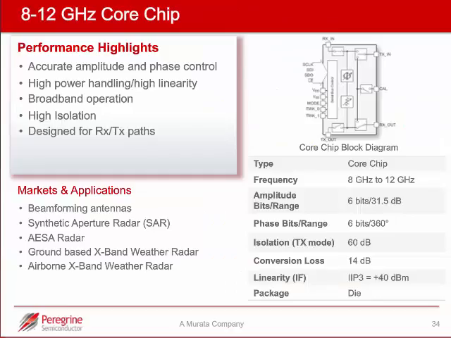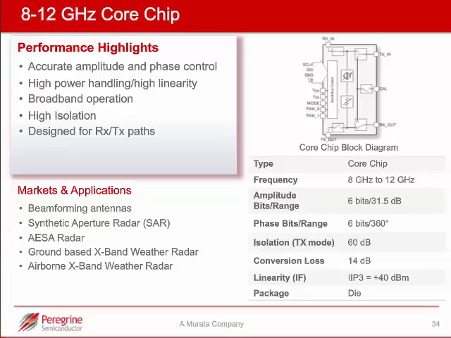All right, I'd like to change gears now and look at the second detailed example, and this is an 8 to 12 gigahertz core chip. This functionality provides accurate amplitude and phase control for typically transmit-receive applications. So we have an RX path that goes through the phase and amplitude control, and then likewise a TX path that can be switched. So there's a switch functionality that's built in.